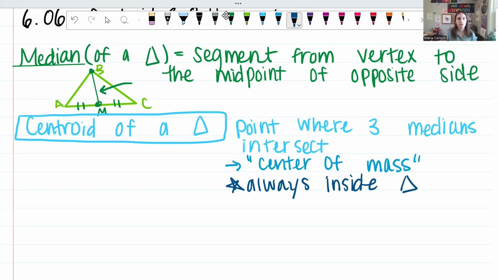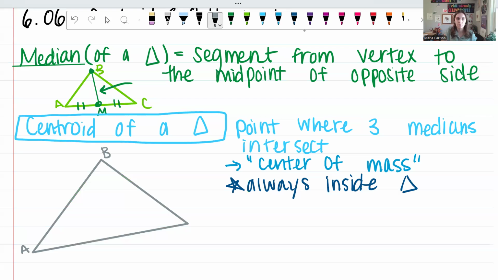So let's draw an image of a centroid. Here is a triangle, and we are going to find the median of all three sides. So this can be A, B, C, and we'll start with AC again. I always like to find the midpoint first. So the midpoint of AC is right here. This would be point M, and it'll connect with point B on the opposite side. Now I can do AB. The midpoint of AB is right here. We'll call that point N, and it should connect with the opposite vertex, C.